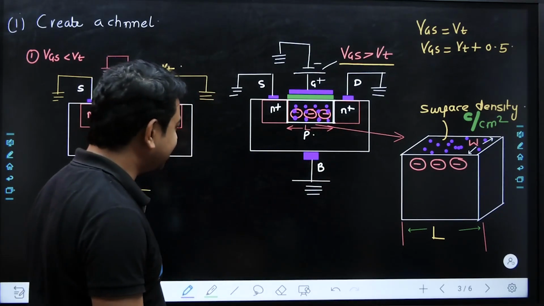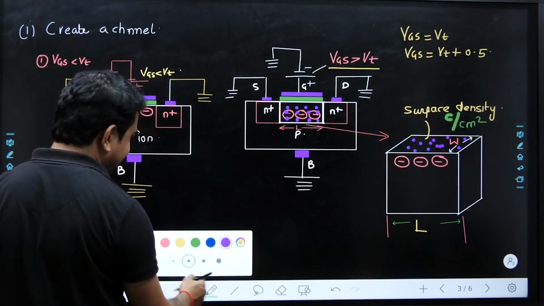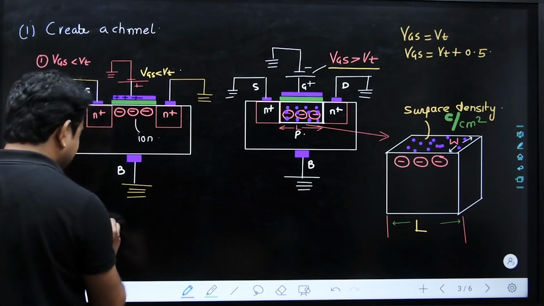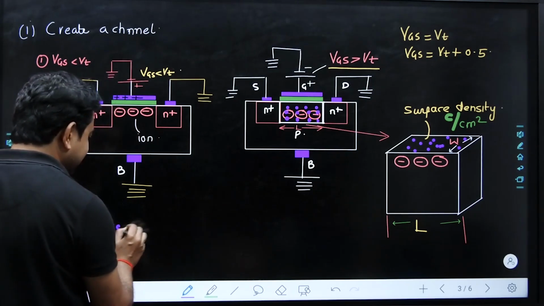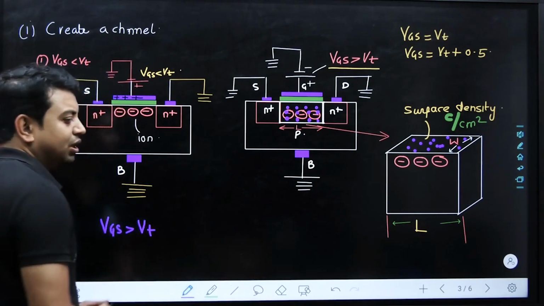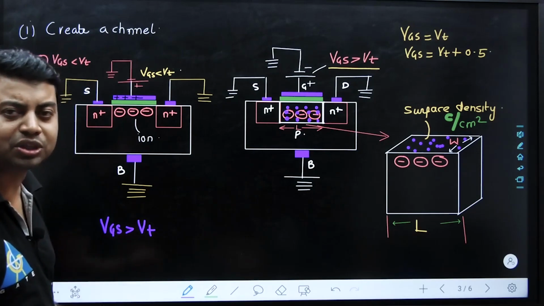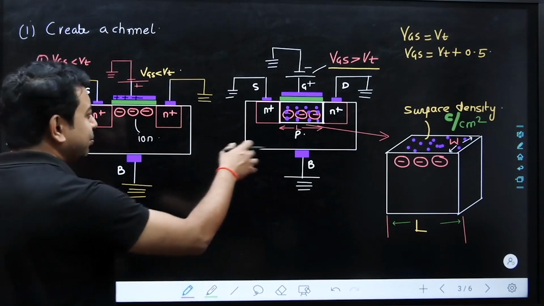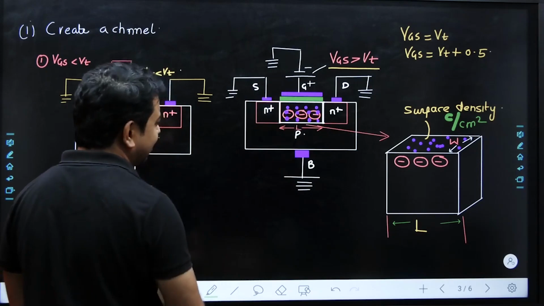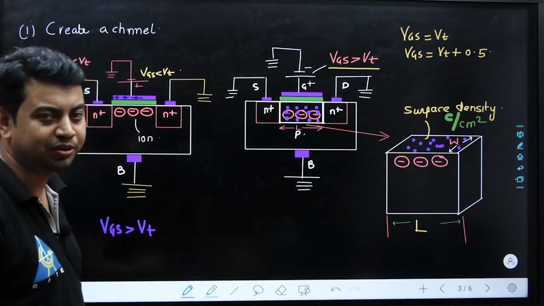So under the condition, if you are not applying any VDS, and we have created a channel, so I will write here, if VGS is greater than threshold voltage, and if you apply more magnitude of gate terminal voltage above the threshold voltage, then we are having more and more number of electrons within this channel, and the conductivity of the channel will increase more and more.